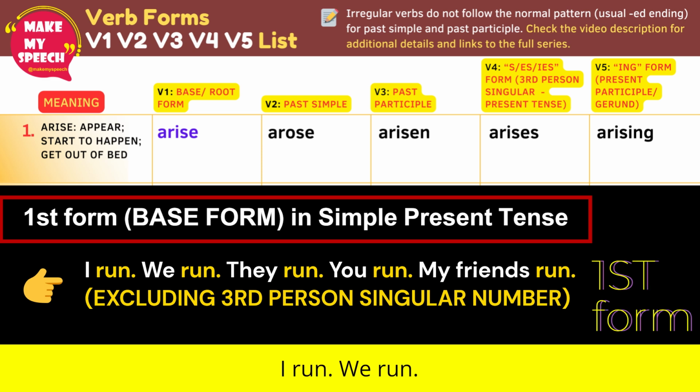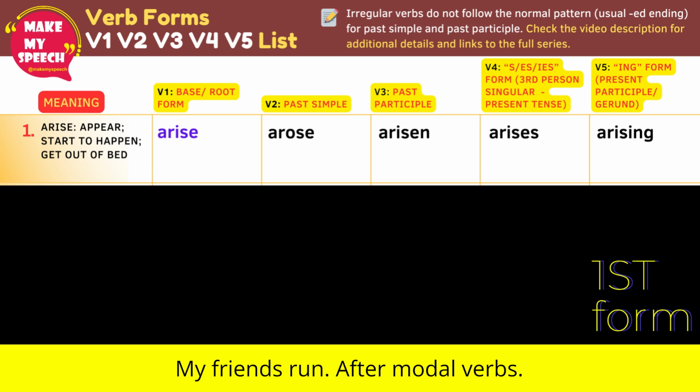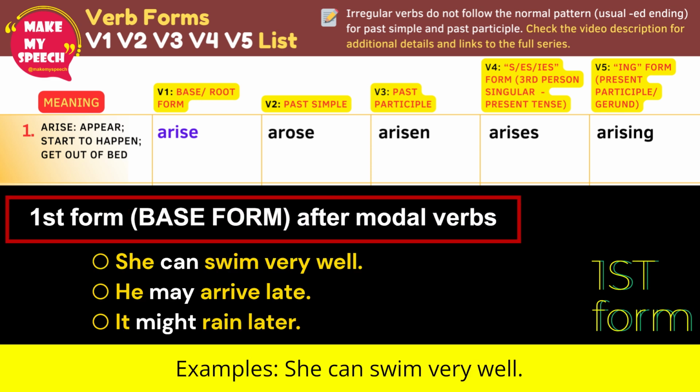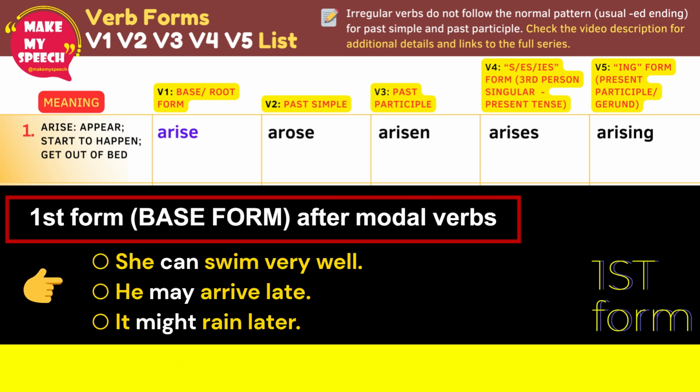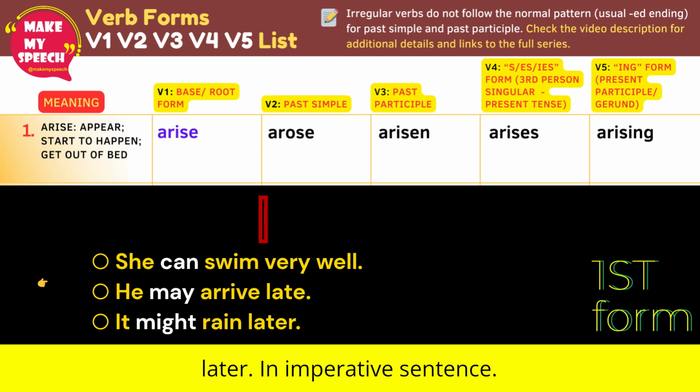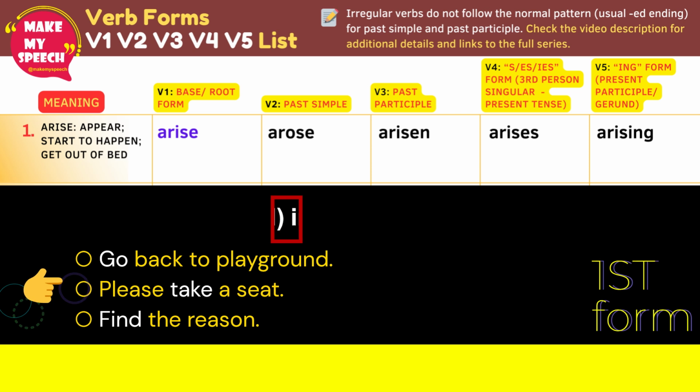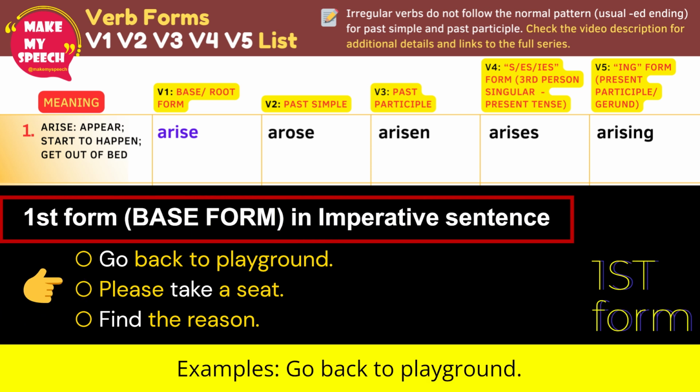I run. We run. They run. You run. My friends run. After modal verbs. Examples: she can swim very well. He may arrive late. It might rain later. In imperative sentence. Examples: go back to playground. Please take a seat. Find the reason.